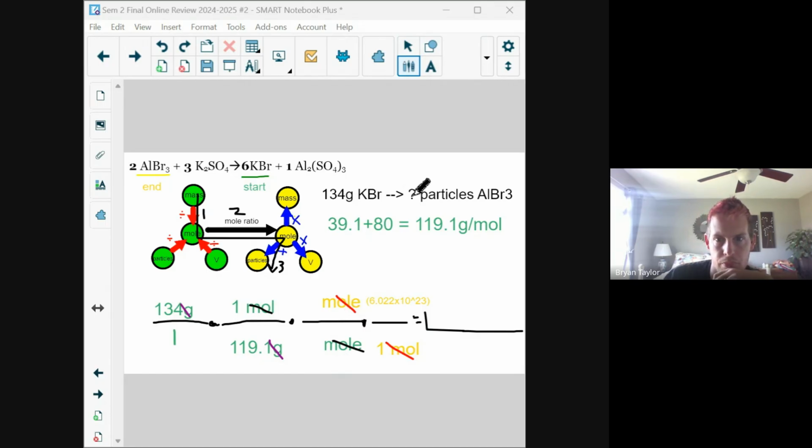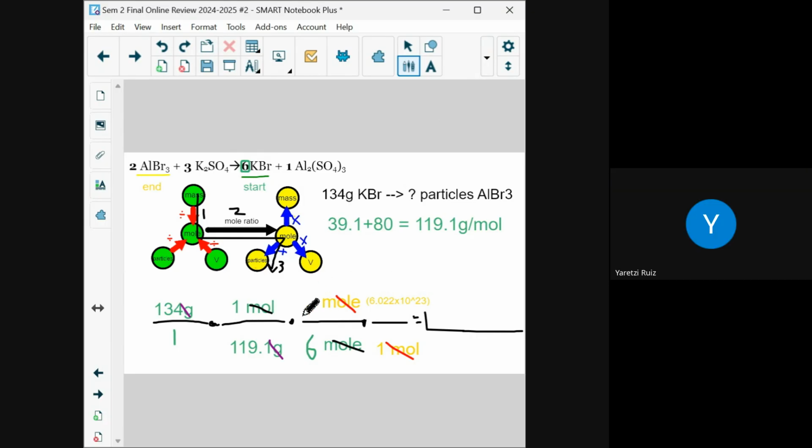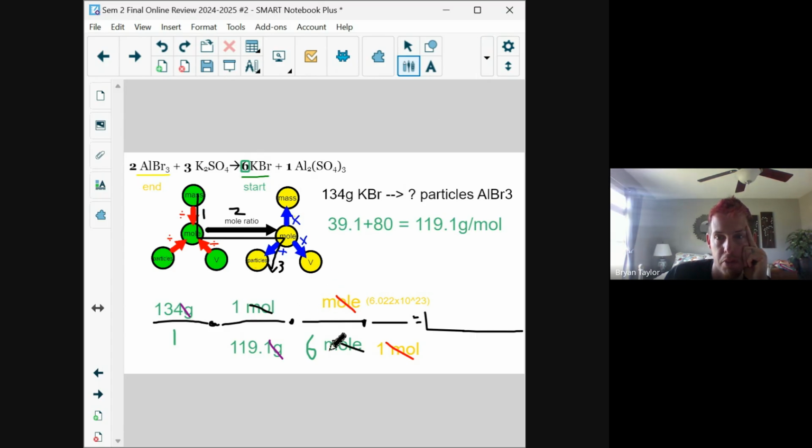Okay. Are we doing okay? Yes. So for KBR, what's the coefficient? Like how many moles are there for KBR? Correct. What is it for the ALBR3 you wanted? How many moles is for the ALBR3? Because this is the mole ratio we need to finish it.